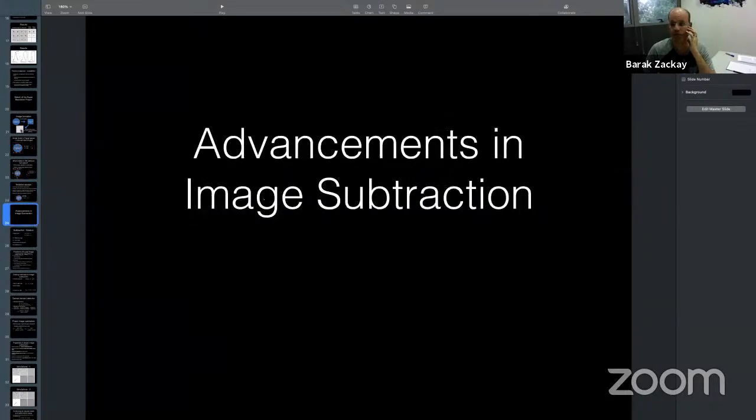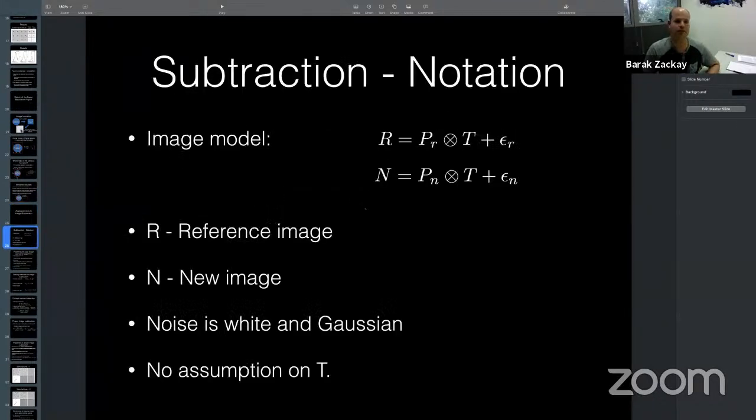Okay, so let's move to image subtraction. So now we are already trained. We know that first we need to know what we are talking about. So you have some reference image, which is the true sky convolved with some PSF. And you have some new image, which is the true sky convolved with some other PSF, okay? And there's no assumption on T.